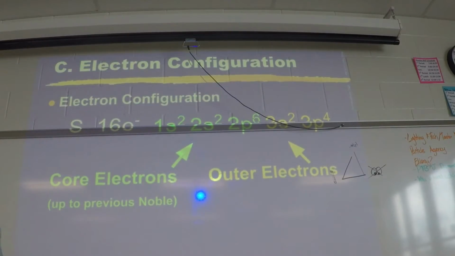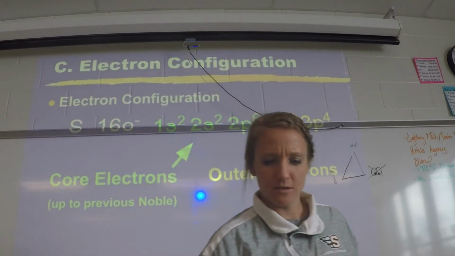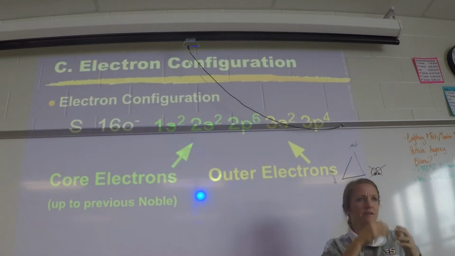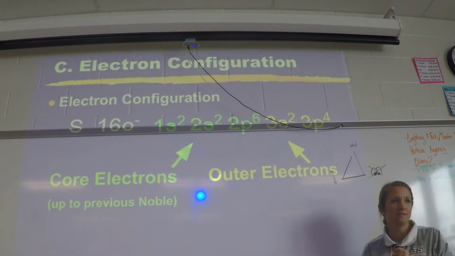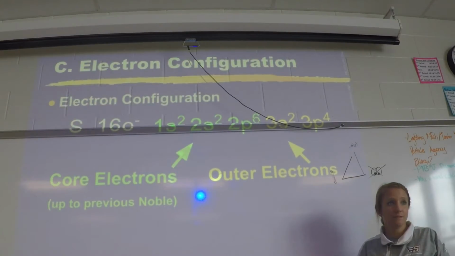Any ideas of why we mostly care about the outside electrons? Why would they be the most important, Mitchell? Because the core is always going to stay the same. Because you'd have to do the core electrons if there's a small number, right? Yeah, and the core always stays the same, so that's a big part of it.